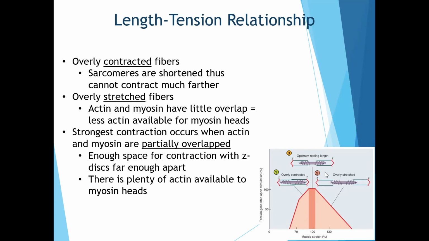So this optimum resting length is an ideal balance between the myosin having plenty of heads to make cross bridges and there being enough space between the Z disc and the myosin for contraction to actually occur.